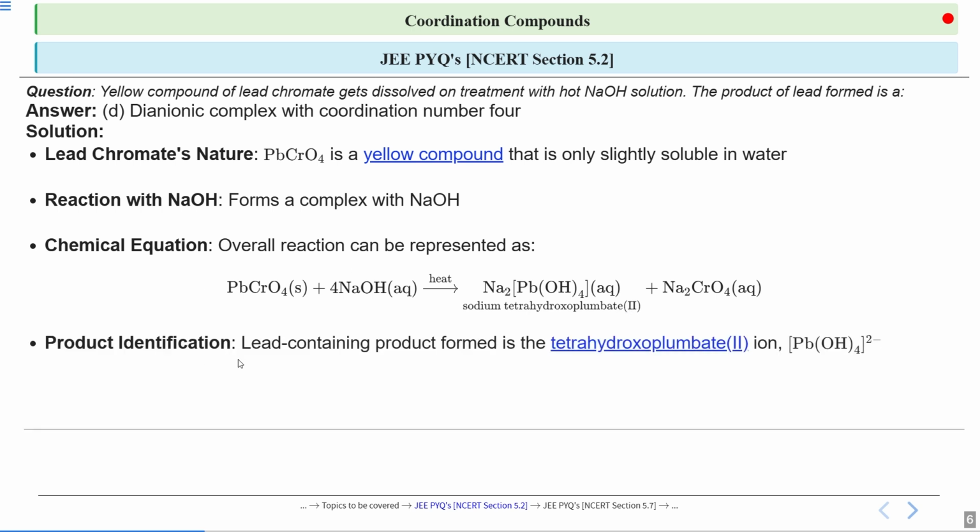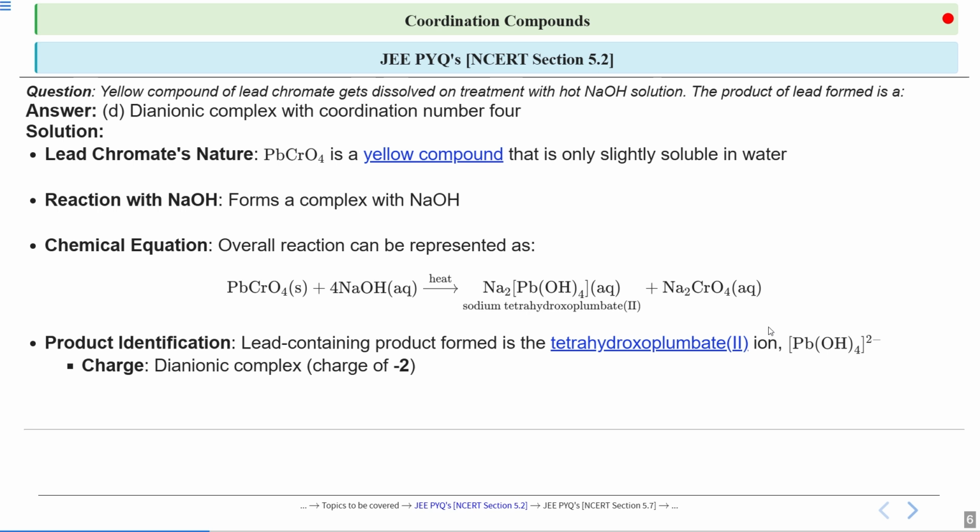Product identification: you have to identify the lead product that you obtain. The lead containing product formed is the tetrahydroxoplumbate(II) ion, [Pb(OH)4]2-. If you dissolve this complex in water, you will get two sodium cations and one anion of [Pb(OH)4]2-. After the removal of 2 Na+, you get a 2- charge on this ion, the tetrahydroxoplumbate ion, which is the lead containing product.